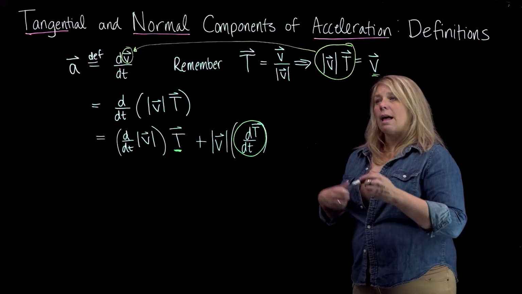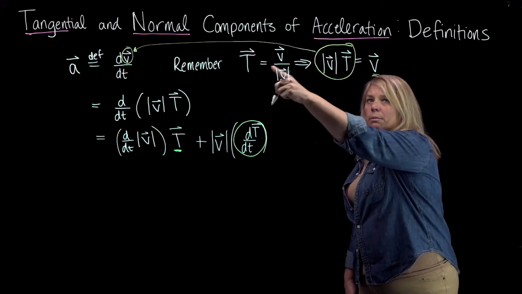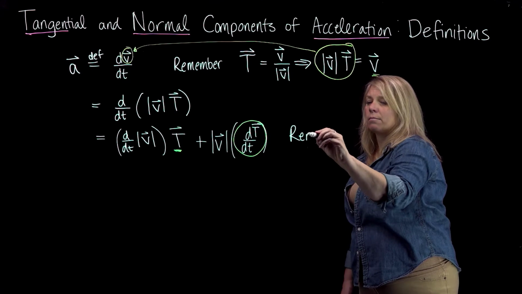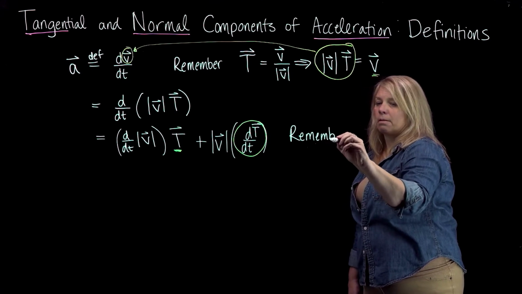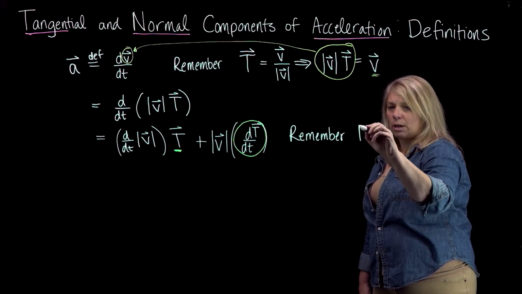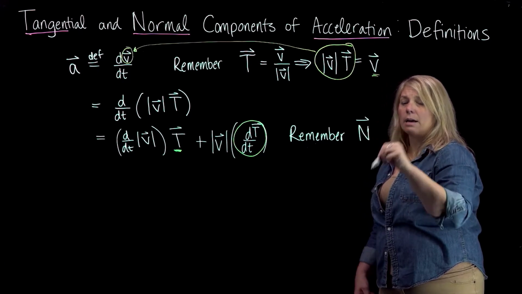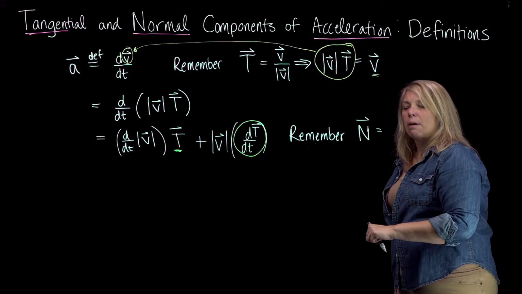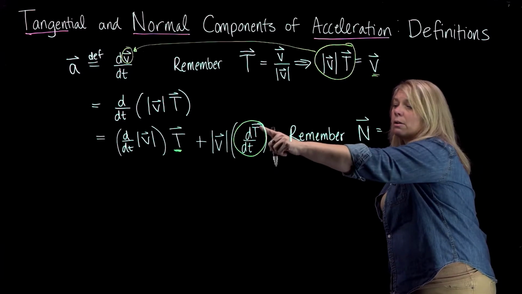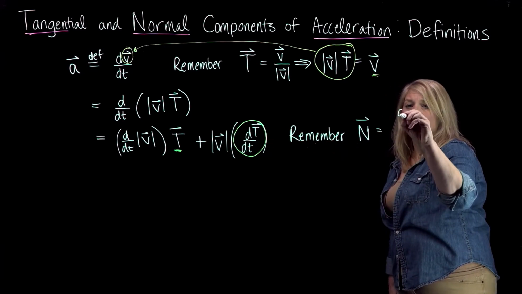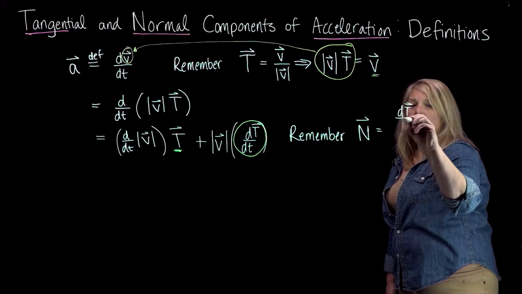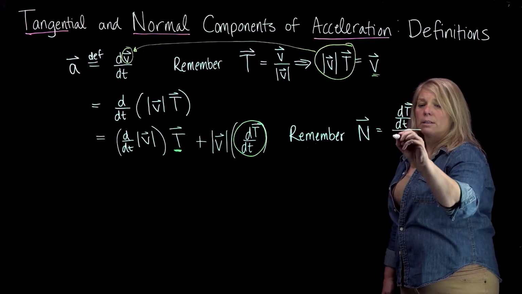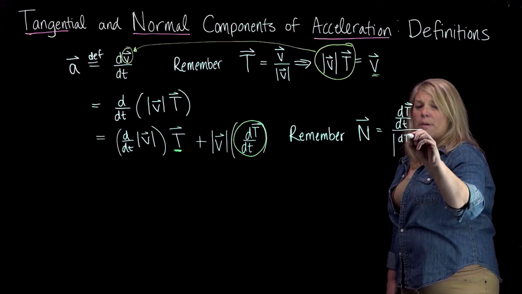So remember that the unit normal vector, similar to what I did here, I'm going to do again, but for the unit normal vector. As long as you have a smooth parameterization, it is calculated by finding T prime, or I'm actually going to use this notation instead of T prime, dT/dt, the derivative of the unit tangent vector, divided by its magnitude.